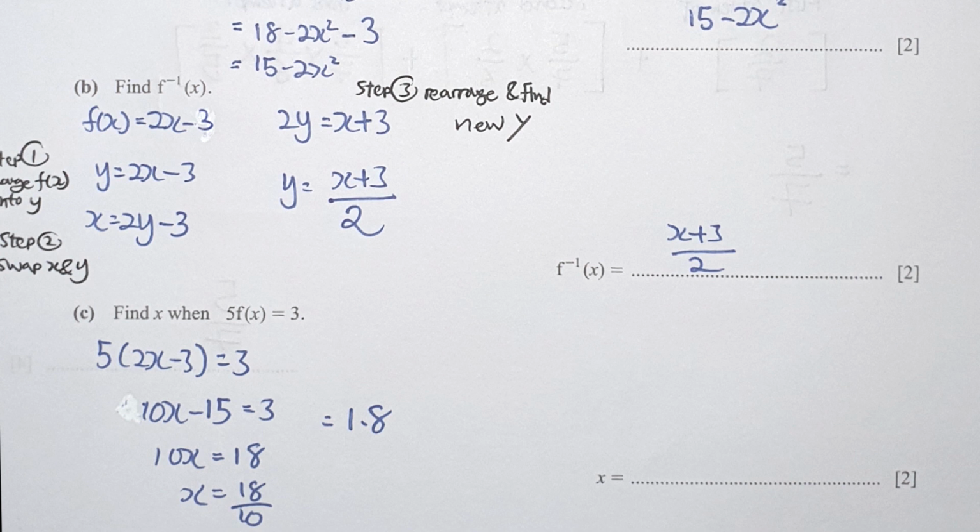As for part C, 5 bracket 2x minus 3. This 2x minus 3 is actually the function f's result. Then put it equal to 3. By running the calculation, you get the final result of x as 1.8.